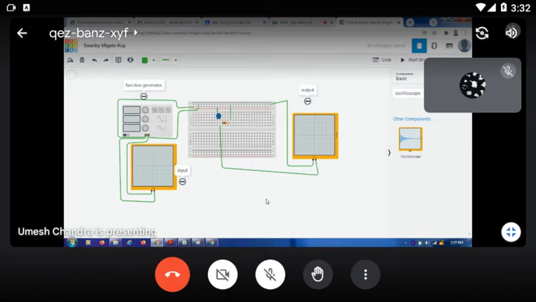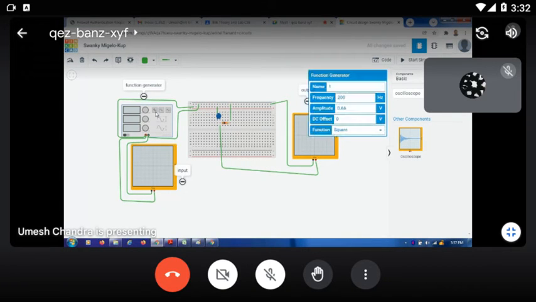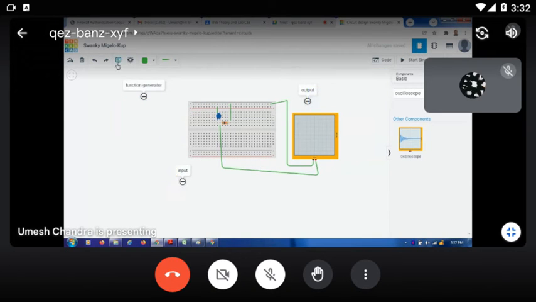Okay, now any doubt in the differentiator and integrator circuit, then you ask me. Sir, can you explain how are you making the breadboard connections? Okay. Now I remove all the components.